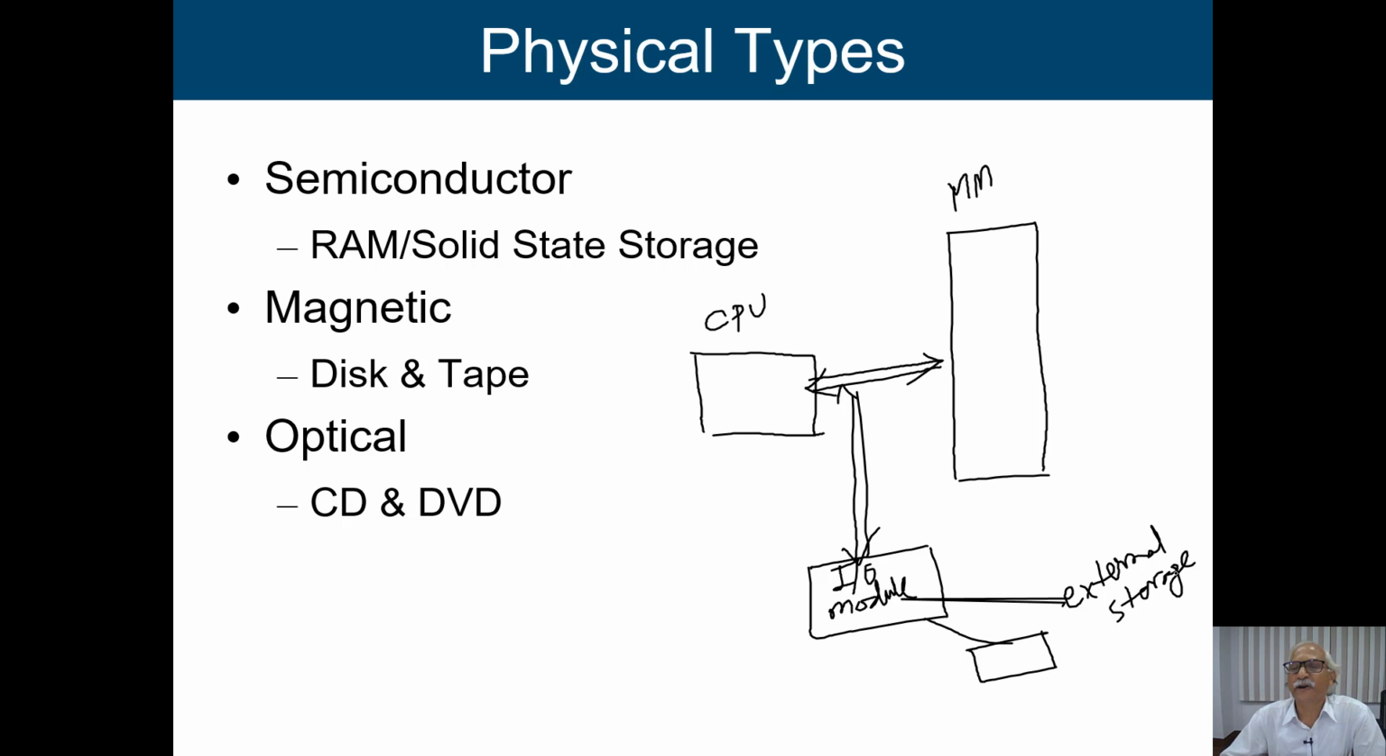What are the different kinds of external storage that we have? Some of the physical types: semiconductor memory. Nowadays we have solid state storage or solid state memory, and you use the pen drive. This is made of solid state devices, like semiconductor devices. The main memory, RAM, is also made of semiconductor memories.